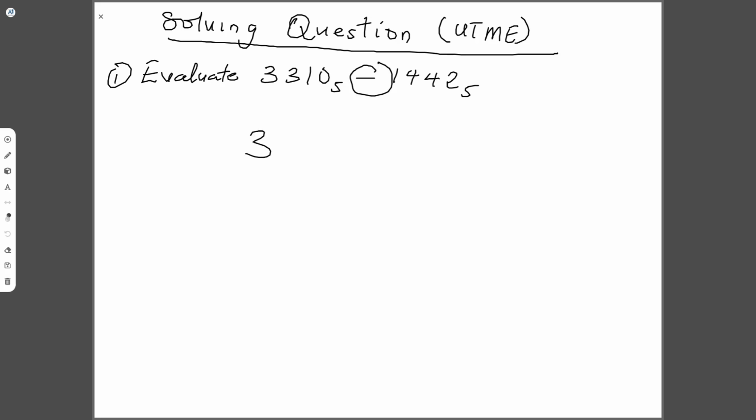So we have 3, 3, 1, 0, base 5. And 1, 4, 4, 2, base 5. We have to start from the back.